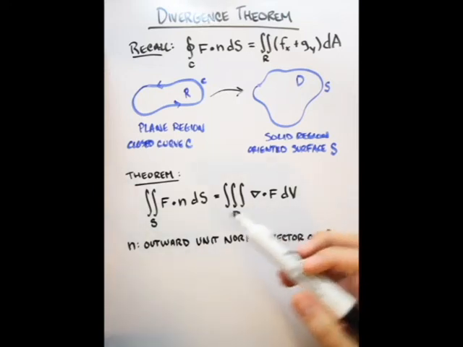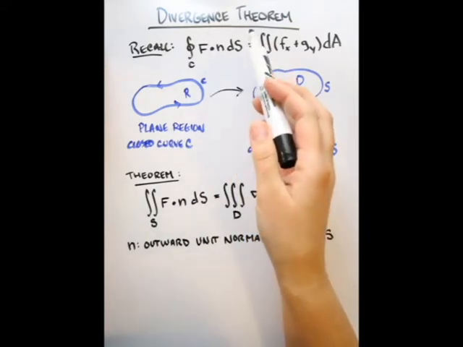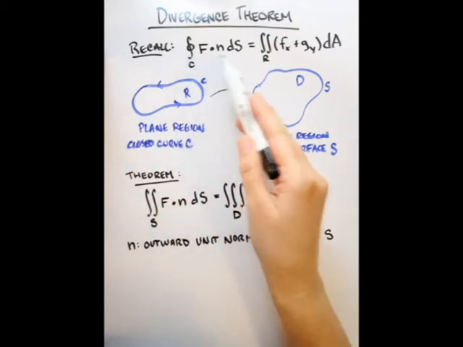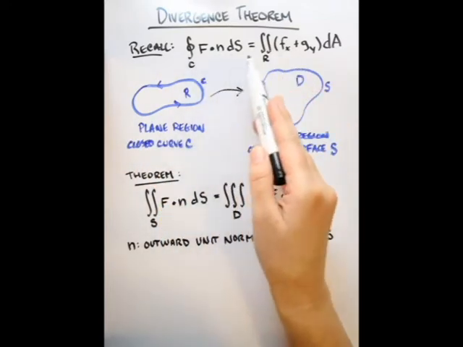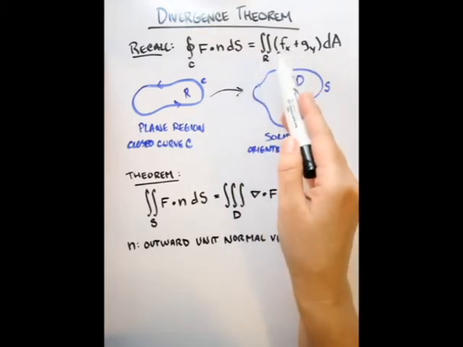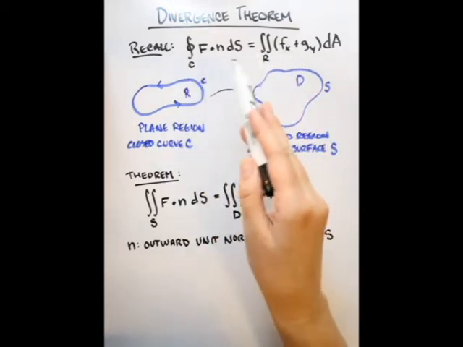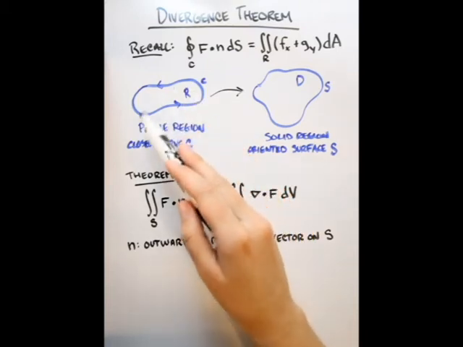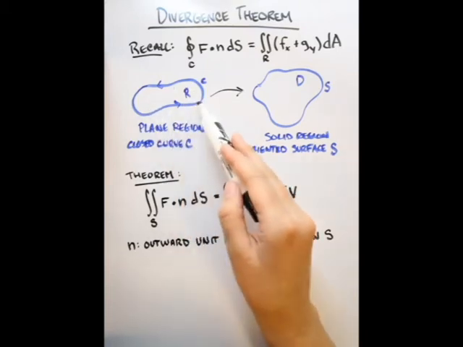In this video, we're going to discuss the divergence theorem. So the divergence theorem is essentially the three-dimensional version of the flux form of Green's theorem. So just to remind you, right here, this is Green's theorem. And so when we were evaluating integrals using Green's theorem, we had a plane region, and it was enclosed by a smooth oriented curve C.